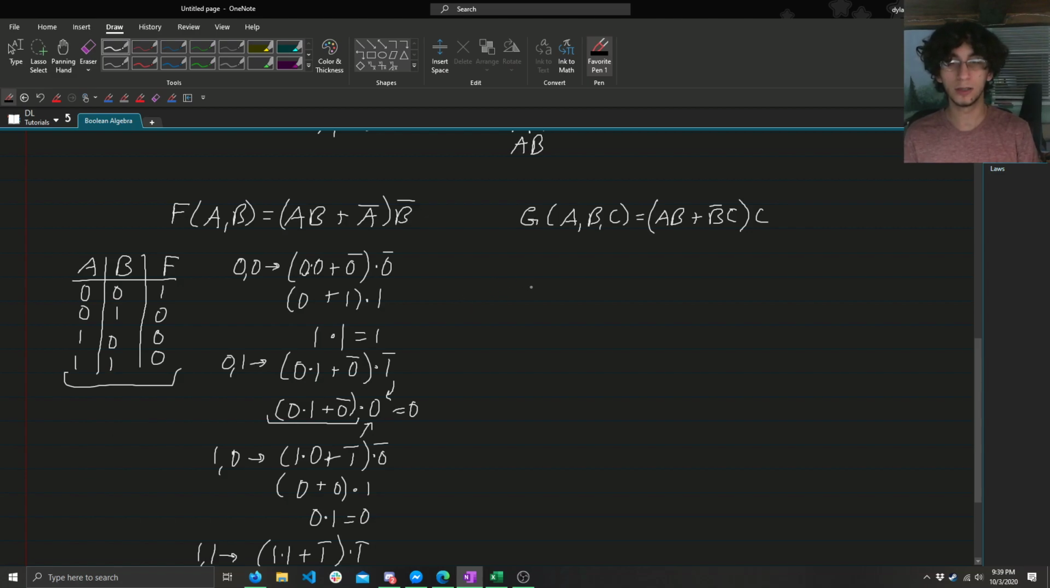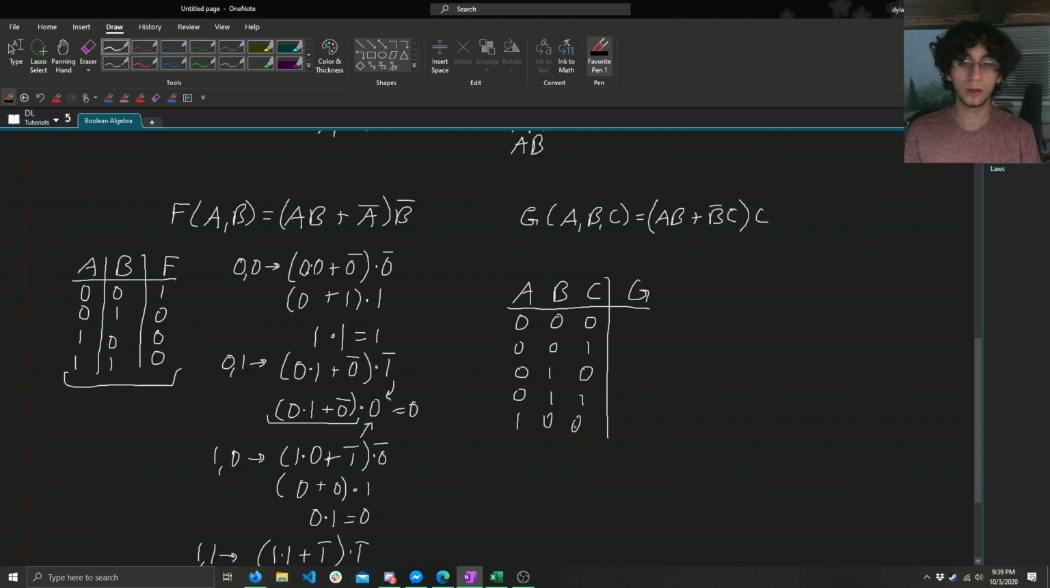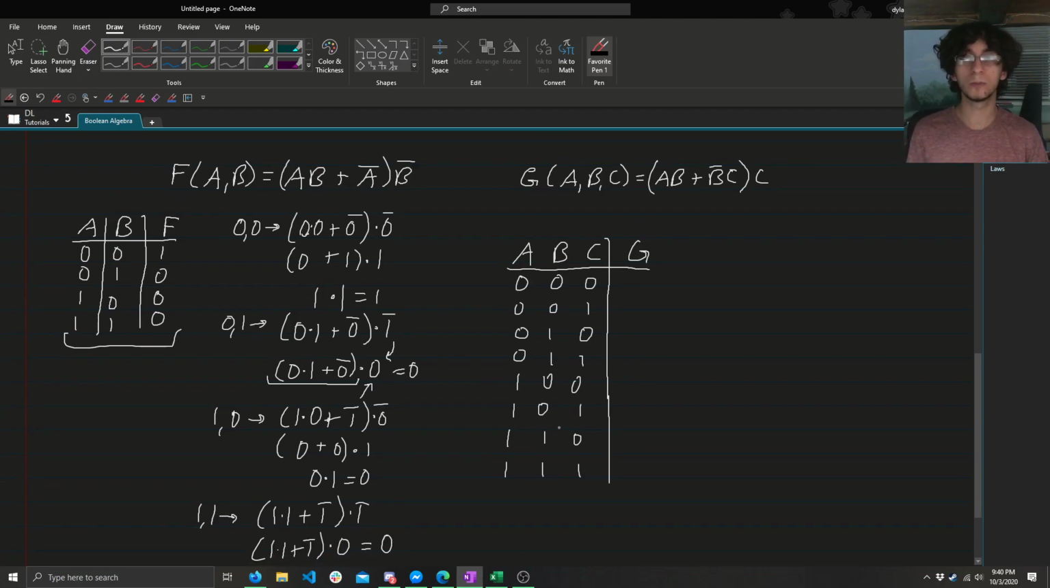Now let's look at G. And this is going to be 3 inputs. And for 3 inputs, you're going to have 2 times 2 times 2. That's going to be 8 possibilities. So 0, 0, 0, 0, 0, 1, 0, 1, 0, 0, 1, 1, 1, 0, 0, 1, 0, 1, 1, 1, 0, and 1, 1, 1. Now, if you notice, this is just counting up in binary. So whenever you're making your truth tables, just count up in binary and you'll get the proper order.